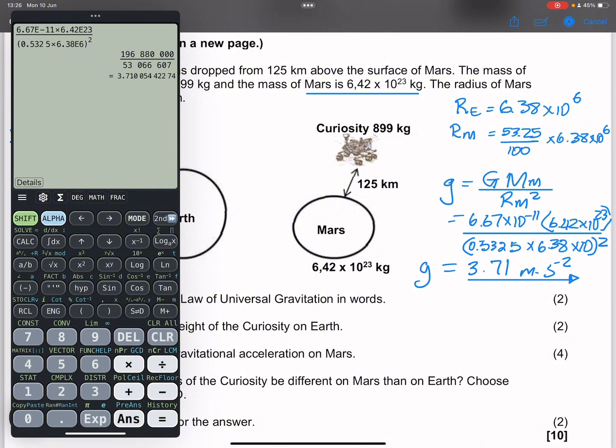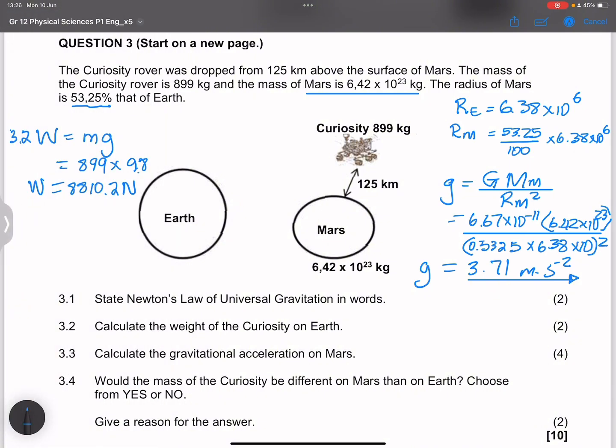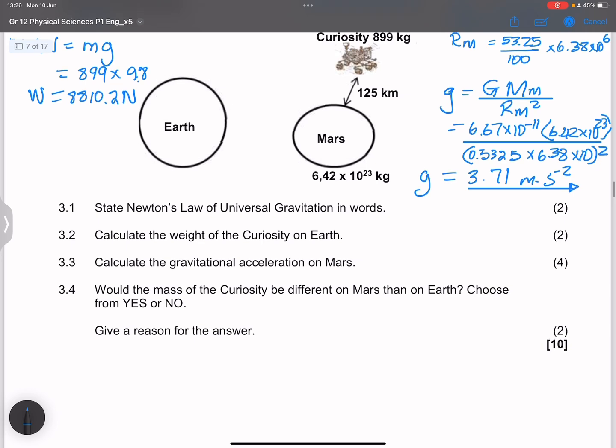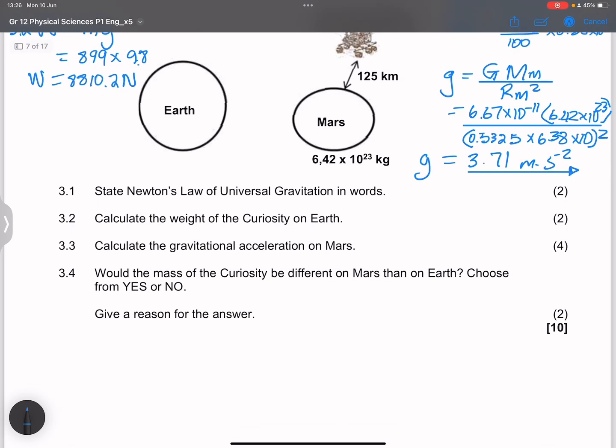All right, now let's go to the next question. They say to us, would the mass of Curiosity be different on Mars than on Earth? Choose yes or no. Of course not. The mass remains the same, isn't it? They said, would the mass of the Curiosity be different on Mars? No, it would not be different. It would be exactly the same.